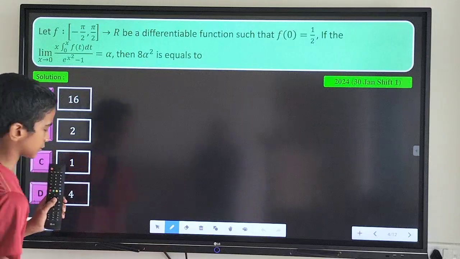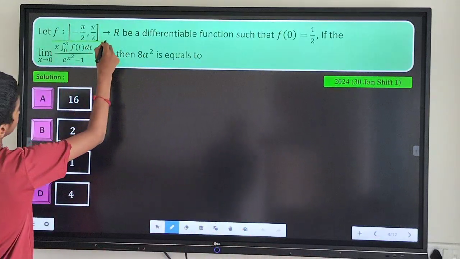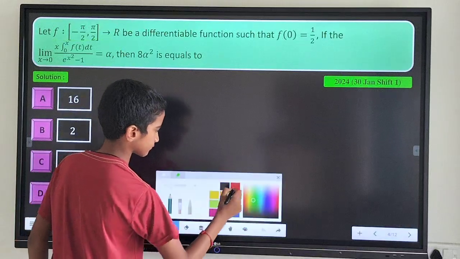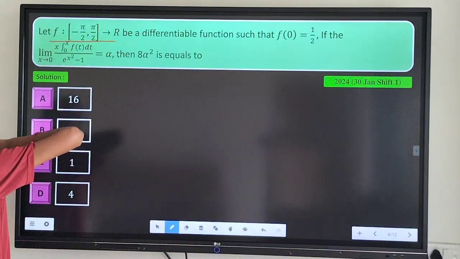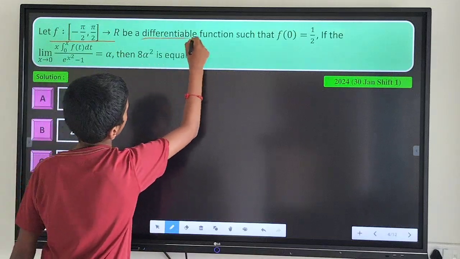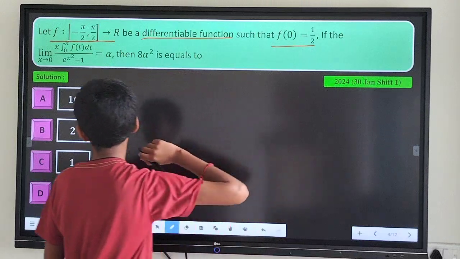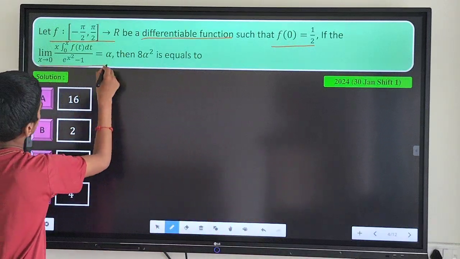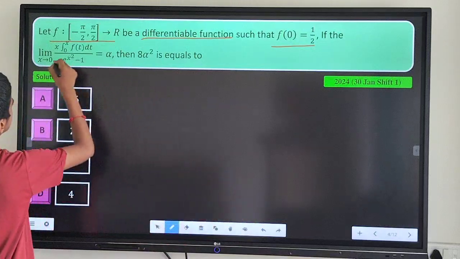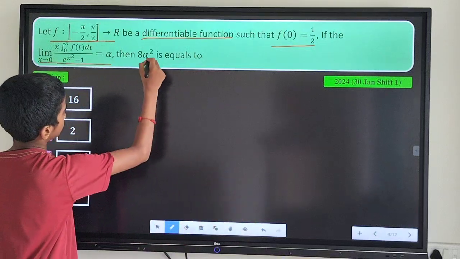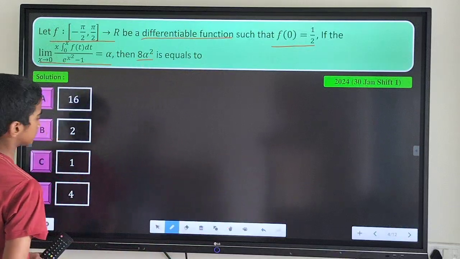And here is our next question. Now this question says that f from minus pi by 2 to pi by 2 to R be a differentiable function such that f of 0 is equal to 1 by 2. If this limit is equal to alpha, then we have to find the value of 8 alpha square.